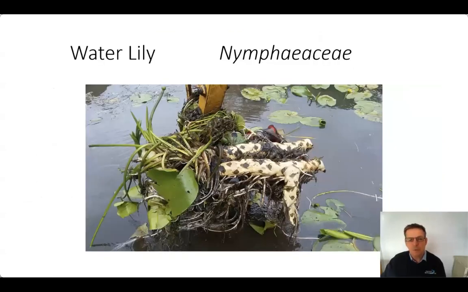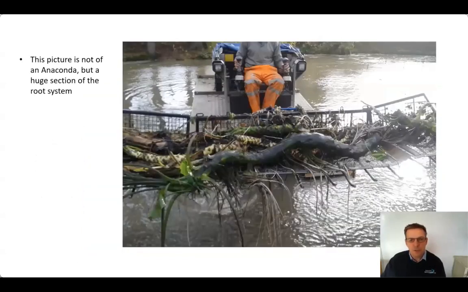Water lily. So, not an anaconda, but a large section of root. The rhizomes on these plants can be huge and very extensive. They can form a mat of roots along the lake bed, which you can easily walk on.